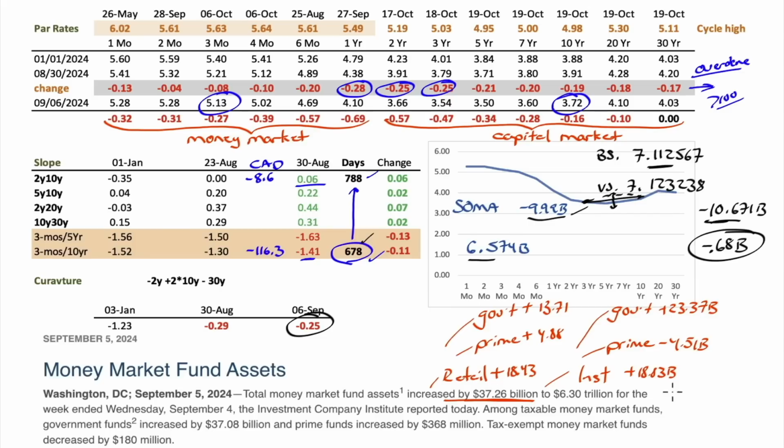Still curious, money market funds increased 37.26. You would think that some of this money would leave money market funds and head into duration. But perhaps a lot of money is heading into money market funds to take advantage of these last levels of high rates that you're going to get. For retail, up 18.5 billion. Institution pretty much matching them, 18.8 billion. Both up on government securities, but sort of opposite on prime.